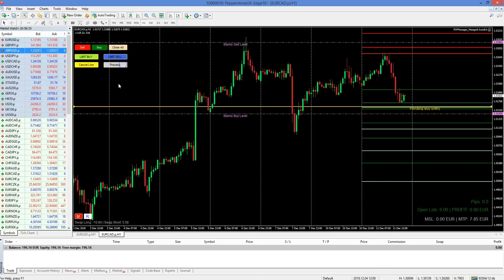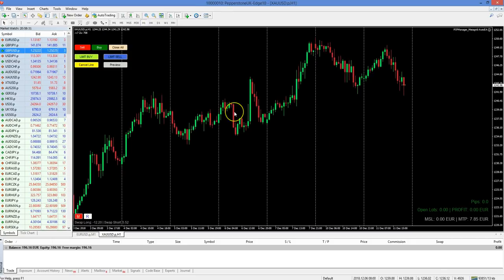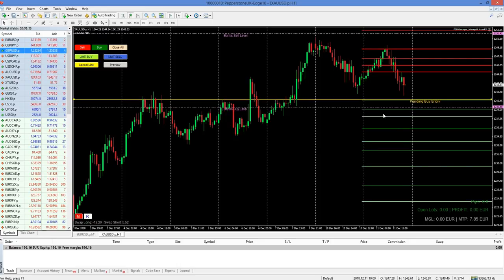Let's check one or two more pairs. I click again on the random button. We are on gold now. Let's check for gold. If we get order informations here, yes, we get it. And you can see the next zone the EA wants to trade is this here. There is the pending buy order placed.